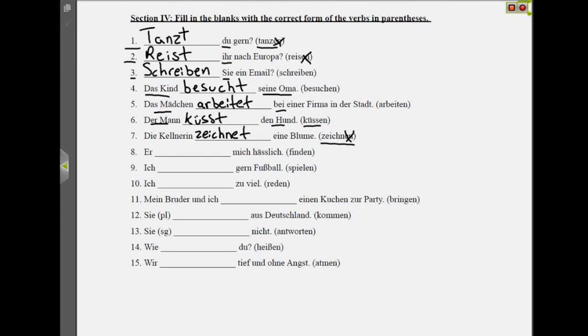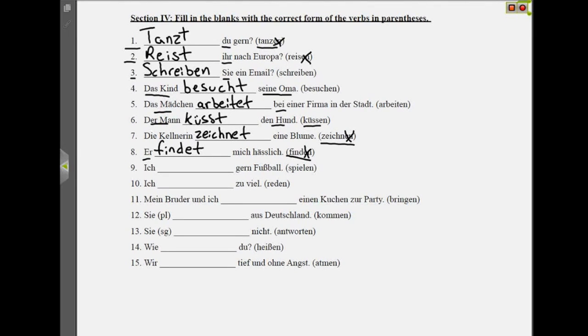Nummer 8. Something, mich, hässlich. Here we have er, which is the subject of the sentence. Finden, if we take off the en, ends in a d, which means for the er sie es form, we have to add an extra syllable. Findet mich hässlich. He finds me ugly, or he thinks I'm ugly.